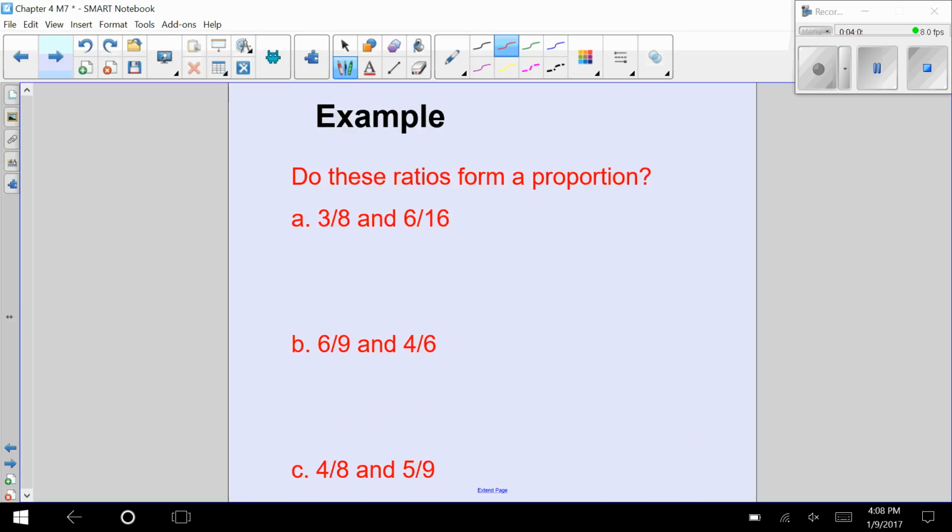Try these three on your own. For the first one, we'll do 3 times 16. Does that equal 8 times 6? 3 times 16 is 48. 8 times 6 is 48. So yes, it does form a proportion.